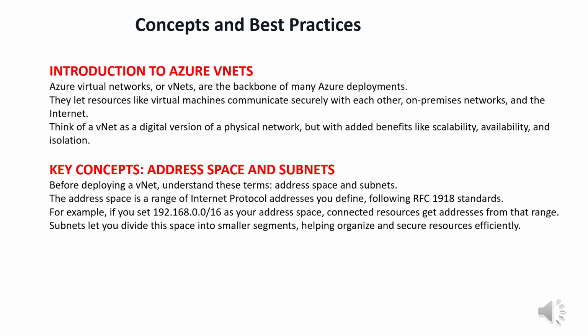The address space is a range of Internet Protocol addresses you define following RFC 1918 standards. For example, if you set 192.168.0.0/16 as your address space, connected resources get addresses from that range. Subnets let you divide this space into smaller segments, helping organize and secure resources efficiently.